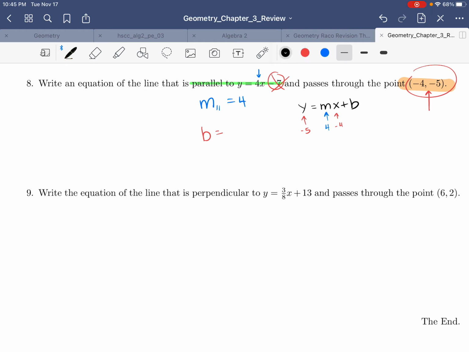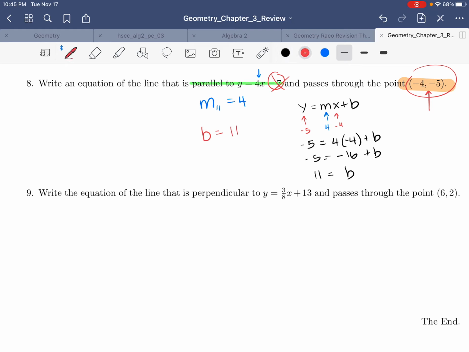So now we just fill it out as an equation. -5 is equal to 4 times -4 plus b. That's -5 is equal to -16 plus b. Add the 16 to both sides, and we get 11. We get 11 is equal to b. So now we have our y-intercept.